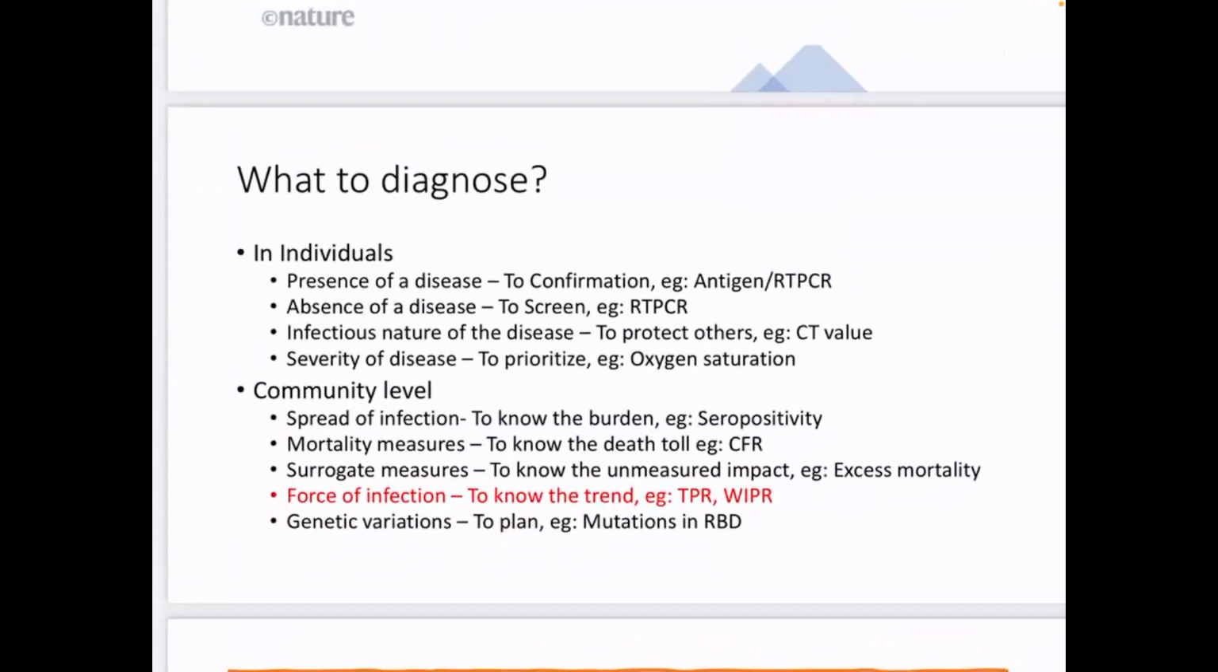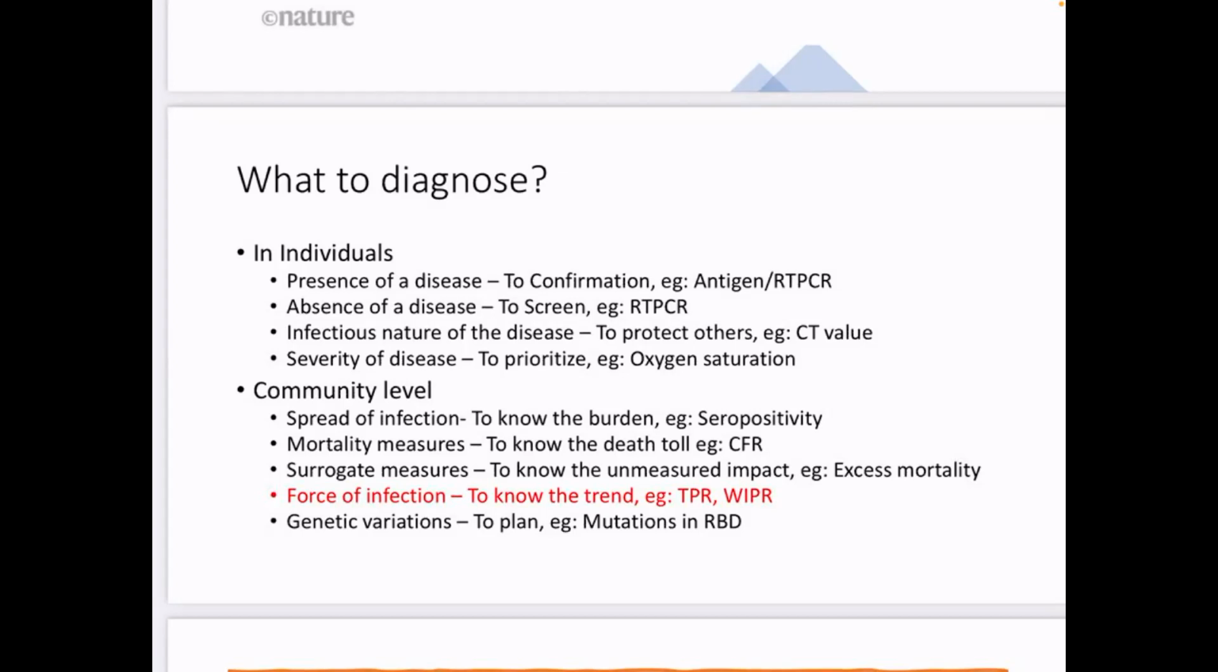Okay. And on a day-to-day basis, maybe the most important aspect of diagnosing something in the community is the force of infection. In a pandemic period, the infection may be spreading all over the community and people may be testing. But we have to know, is it going high, having a higher trend, or is it coming down? That is known as the force of infection. It is just like checking how much force the wind has, whether it is going to take away our roofs or something like that.